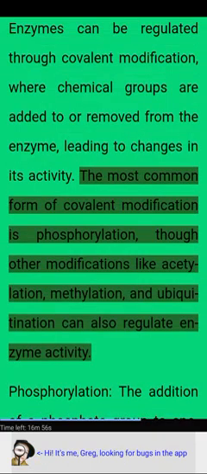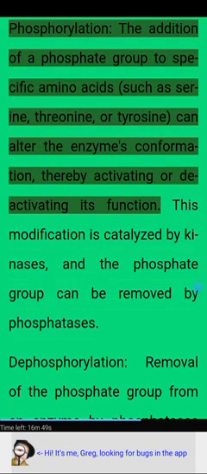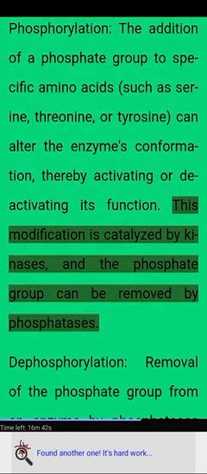The most common form of covalent modification is phosphorylation, though other modifications like acetylation, methylation, and ubiquitination can also regulate enzyme activity. Phosphorylation: the addition of a phosphate group to specific amino acids such as serine, threonine, or tyrosine can alter the enzyme's conformation, thereby activating or deactivating its function. This modification is catalyzed by kinases, and the phosphate group can be removed by phosphatases.